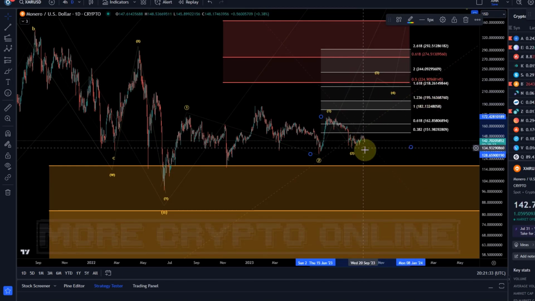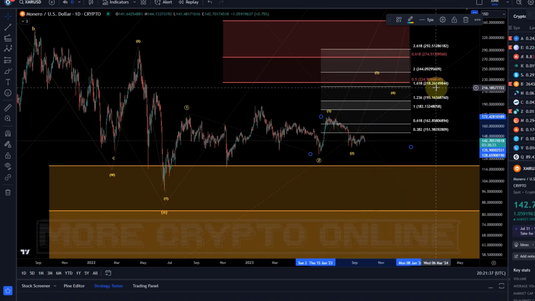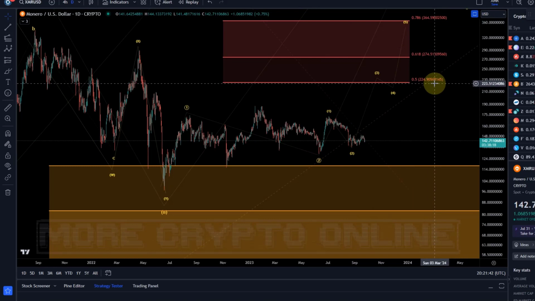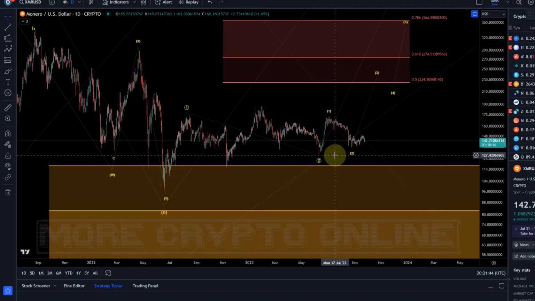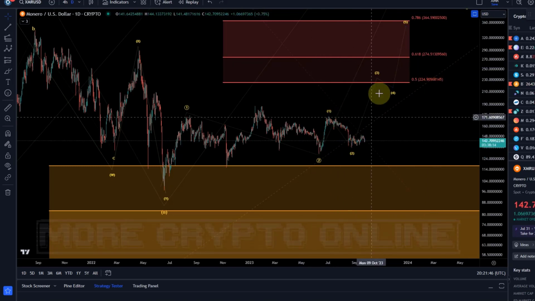Okay, so we're very close to the invalidation point, very close to support. Third wave target, decent reward to risk. Do I believe it? Not really. Okay, but it is certainly a wave count where a third wave rally could start.